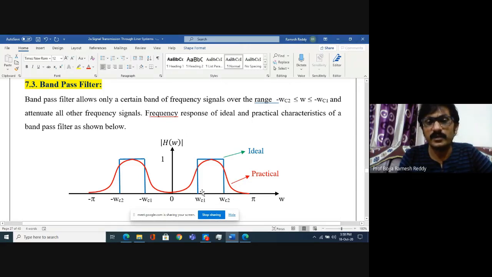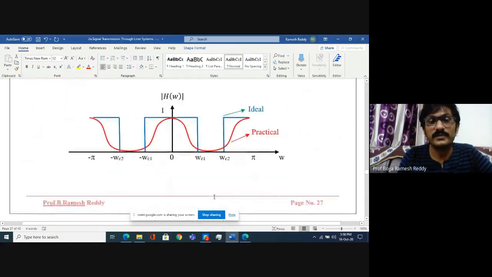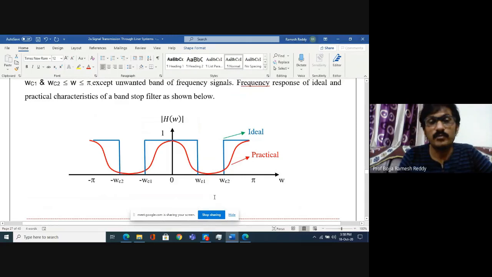Remaining things are eliminated, removed. All remaining things are eliminated. High pass filter passes only high frequency signals over the required band of frequency. Similarly, band stop filter. Band stop is a locking system, like a lock in a remote.